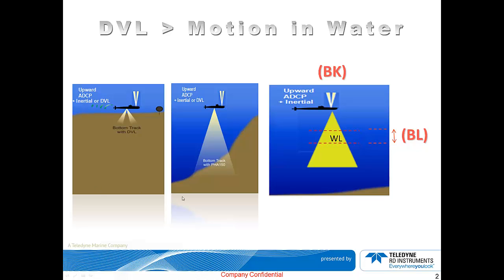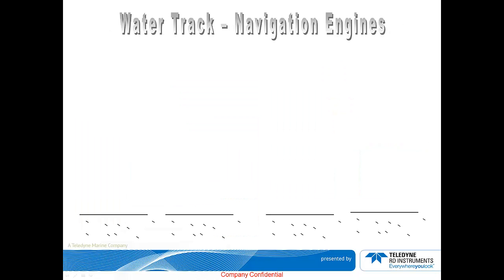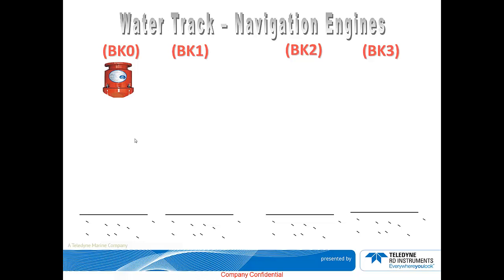BK is another important parameter to take note of. And so what is BK? In this slide, we'll find out what BK0, BK1, BK2, and BK3 mean. So, if you set BK to BK0, we're basically telling the DVL that we do not want to perform water tracking. We only want bottom tracking all the time.